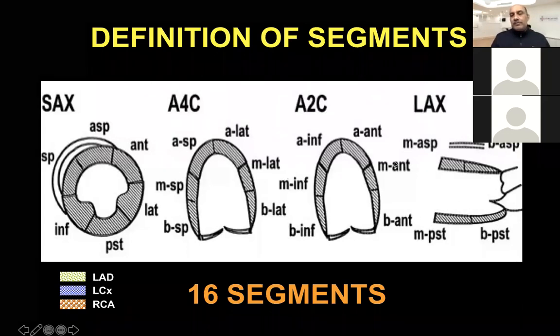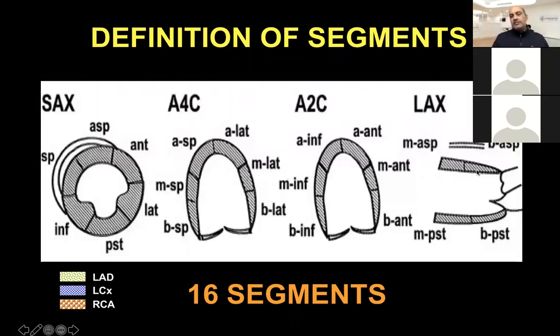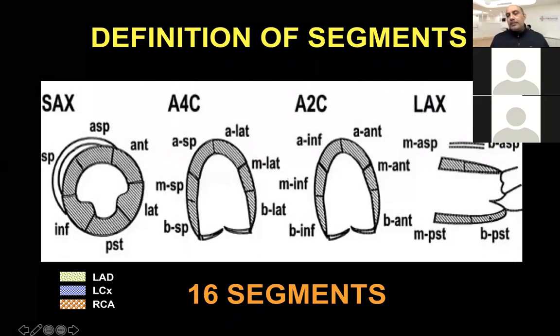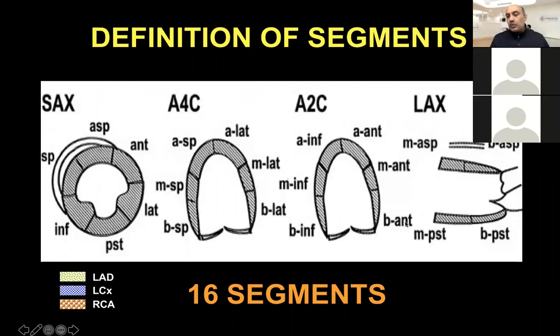However, if you very clearly see here, the apex is not visible in the parasternal long axis view. We just have basal and mid segment in the anterior septum region, and basal and mid posterior wall. So we do not have apical posterior or apical anterior septum. This is an easy way to remember.